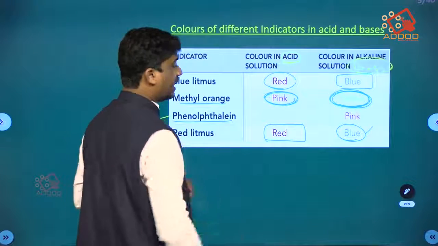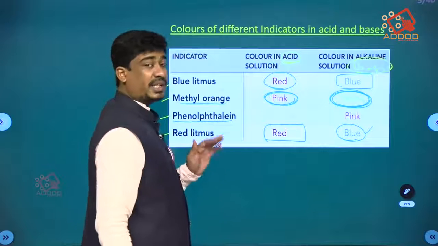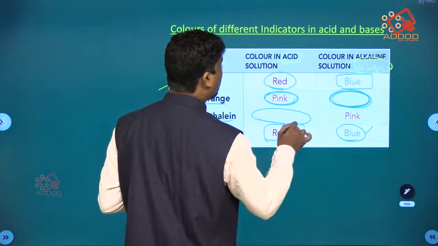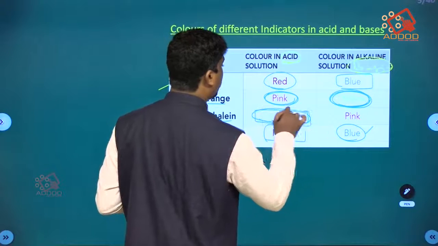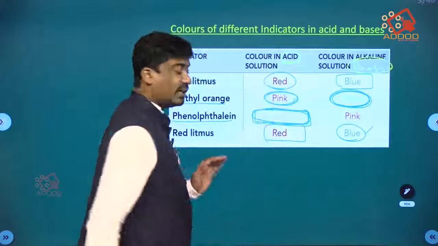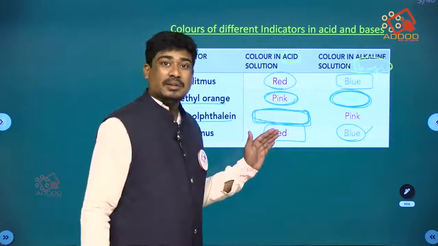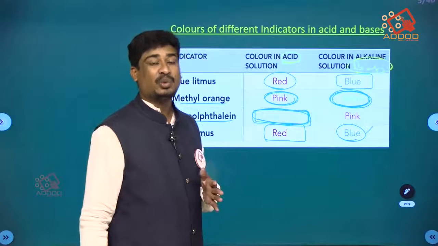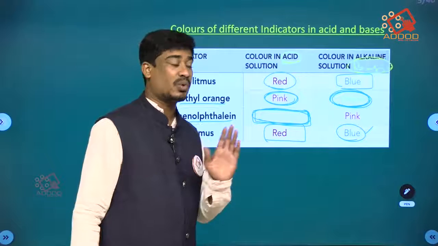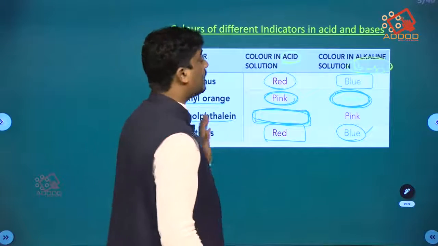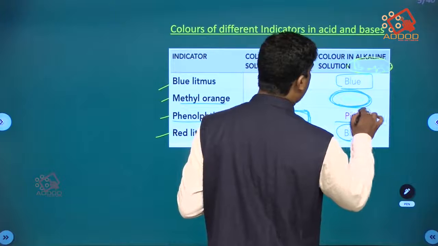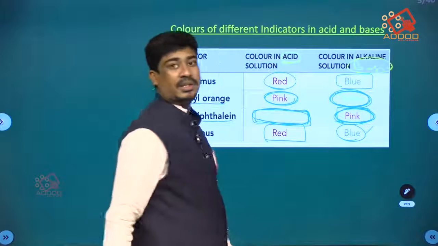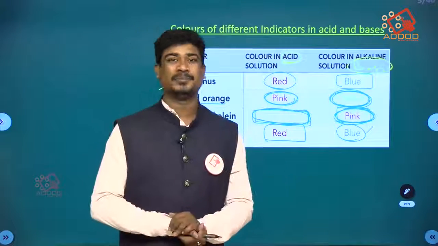Coming to the phenolphthalein indicator. If phenolphthalein indicator is added to the acid solution, the color remains the same, so colorless. And if phenolphthalein indicator is added to the basic solution, it turns into pink color. So these are very important.